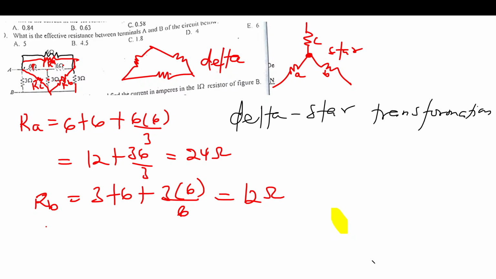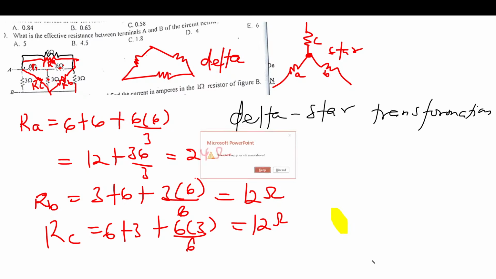Now let's calculate RC. This is RC here. What are the two resistors facing it? 6 and 3. So we are going to have 6 plus 3 plus their product, 6 times 3, over the other resistor, the third one, which is 6. So we are going to get 12 here.